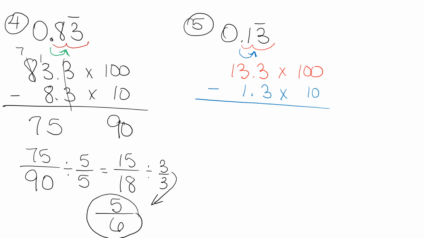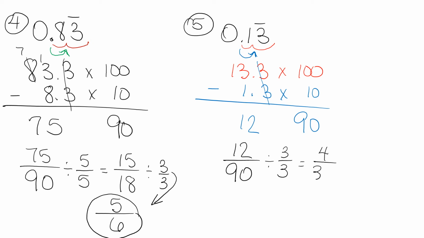You're ready to subtract. 100 minus 10 is 90. These are going to cancel, and 13 minus 1 would be 12. You're now going to take your numbers and put them into a fraction. 12 over 90 is not in simplest form because they are both even. So you can start by dividing out a 3 or even a 2. But I went with 3, so 12 divided by 3 would give me 4. 90 divided by 3 is 30.